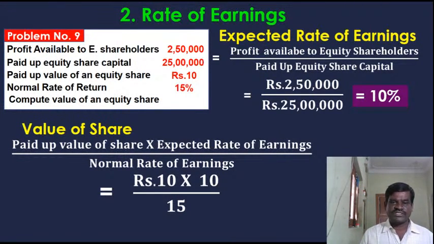The paid up value of share given in the problem is rupees 10, and the expected rate of earnings we just calculated is 10%, divided by the normal rate of earnings, or normal rate of return in the company, given in the problem as 15%.